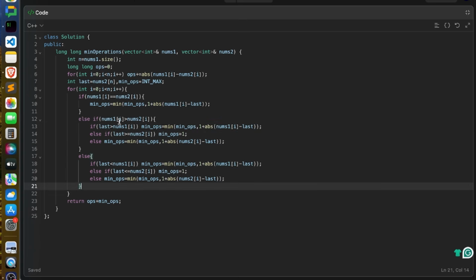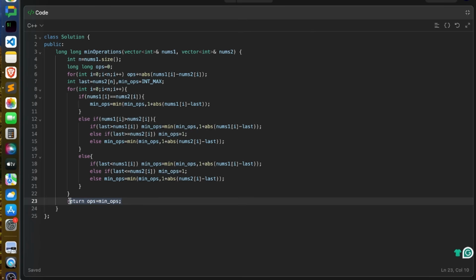And the same applies if your nums1 of I is less than nums2 of I. Like, the same concept. And at the end, return the number of operations to convert the first n numbers, plus the minimum operation to convert any one of the numbers to the last number by appending.